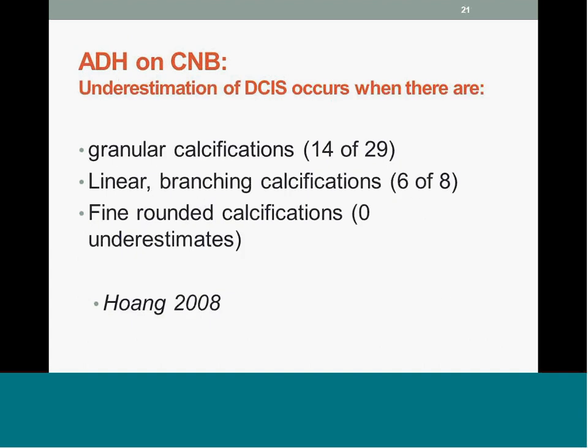On the radiologic side, the type of calcification may be important. Granular calcifications, in particular linear branching calcifications, more often than not tend to be associated with DCIS, and that's one more reason why it's useful to know what type of calcification; hopefully that information is provided to you by your radiologist.